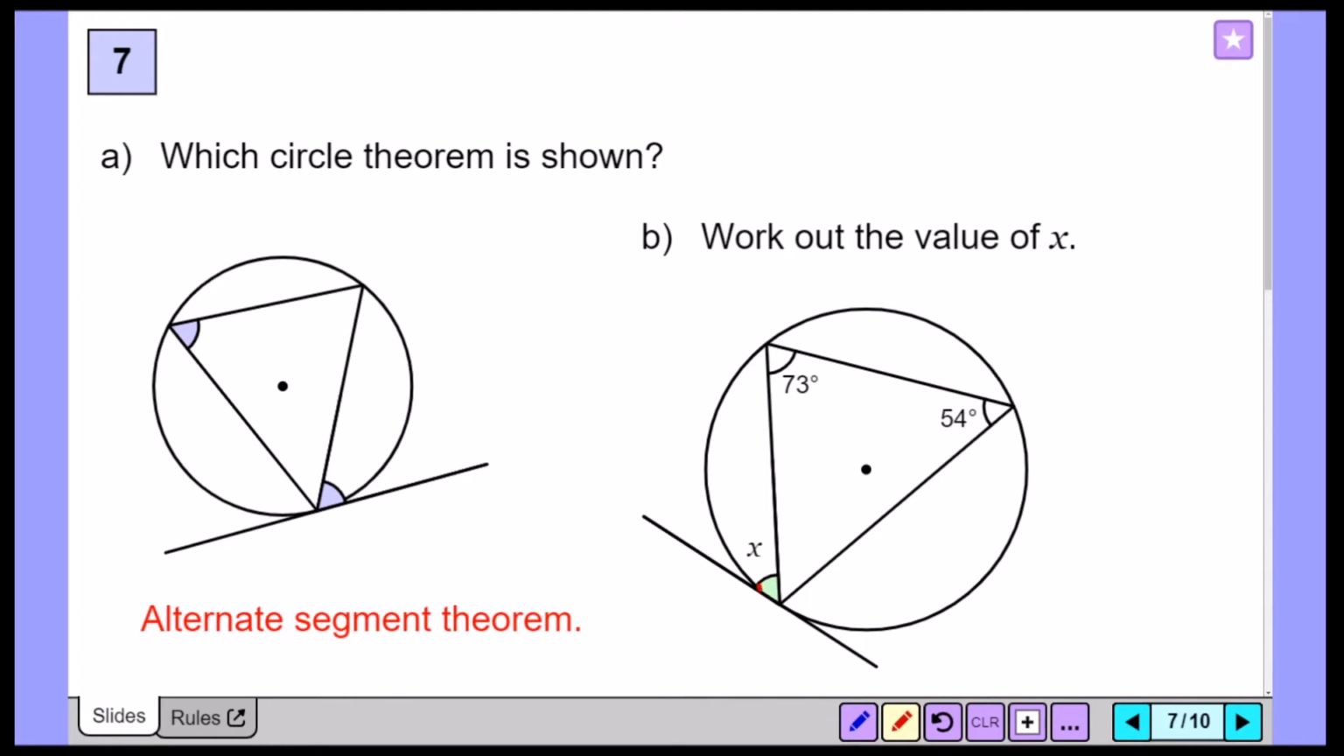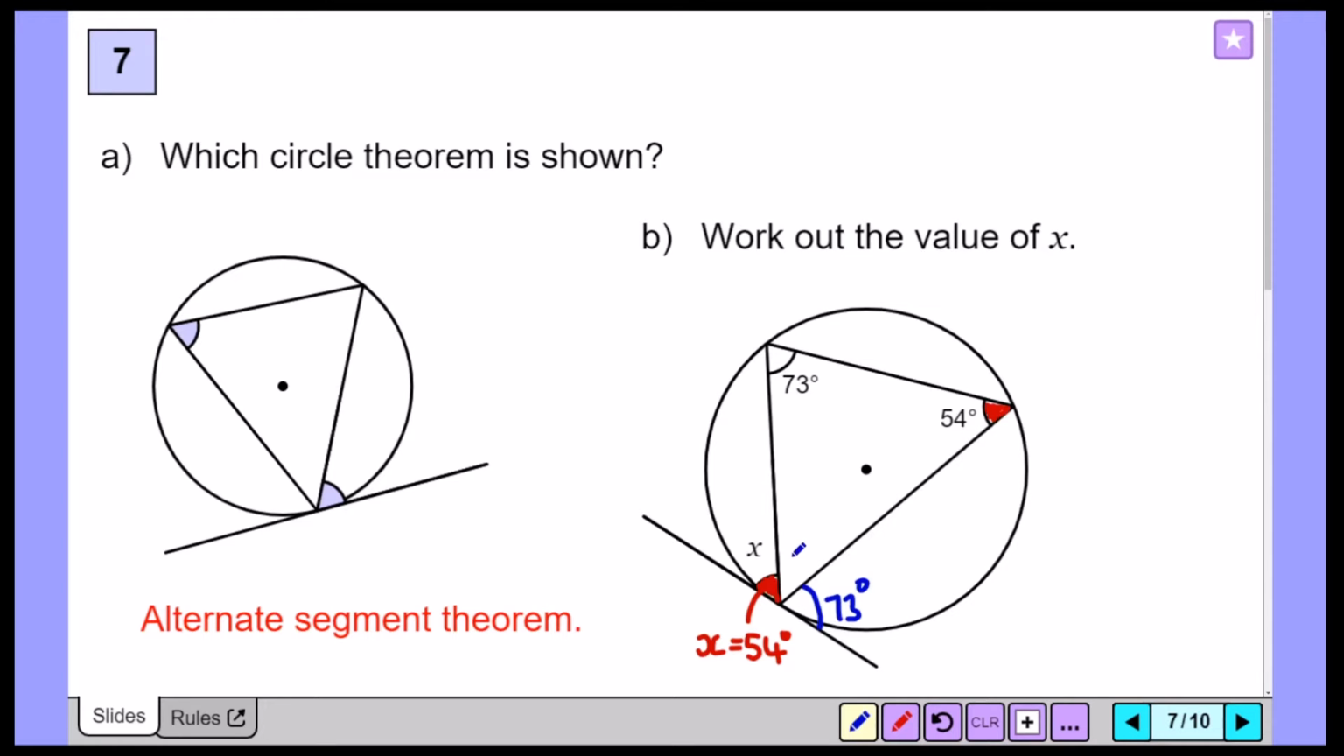I know that this angle just here is opposite to this angle just here within our triangle. So therefore I know that x is going to equal 54 degrees. I can use my alternate segment theorem and the fact that the other opposite angle in my triangle is 73 to say that this angle here must also be 73 degrees.